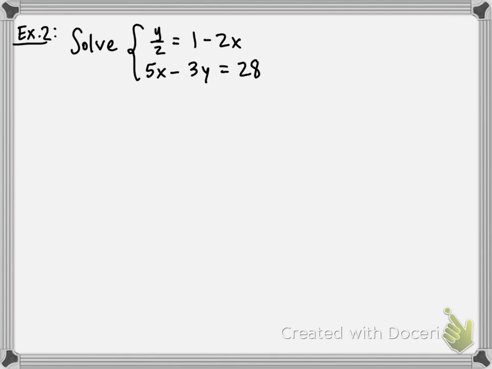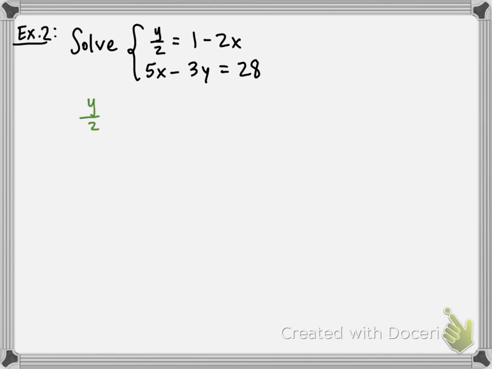So moving on to example 2. Example 2 says solve y over 2 equals 1 minus 2x and 5x minus 3y equals 28. So the F word just popped up, fraction, right? Y over 2. So could I rearrange that equation such that it just says y? Yes, you got it. We would multiply everything by 2.